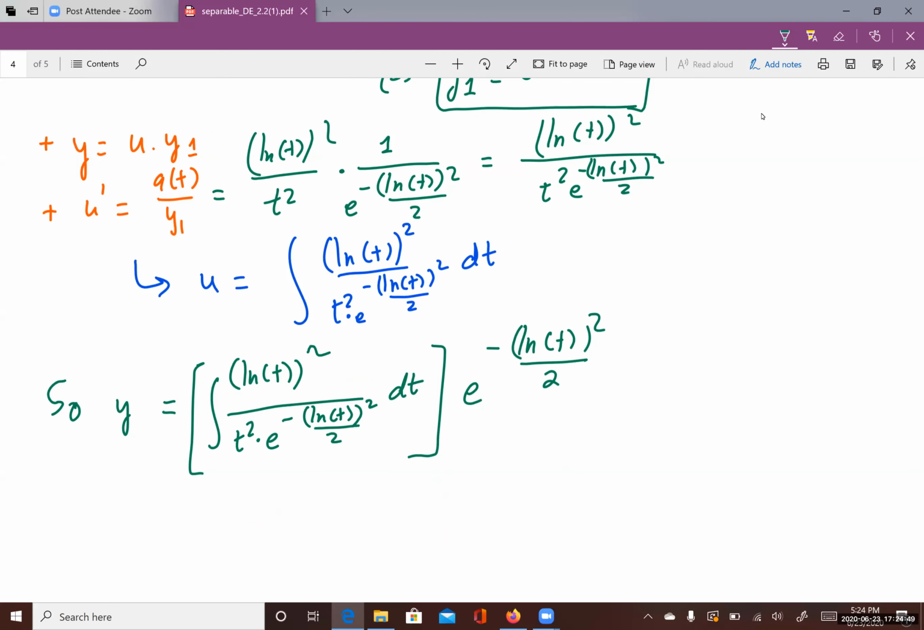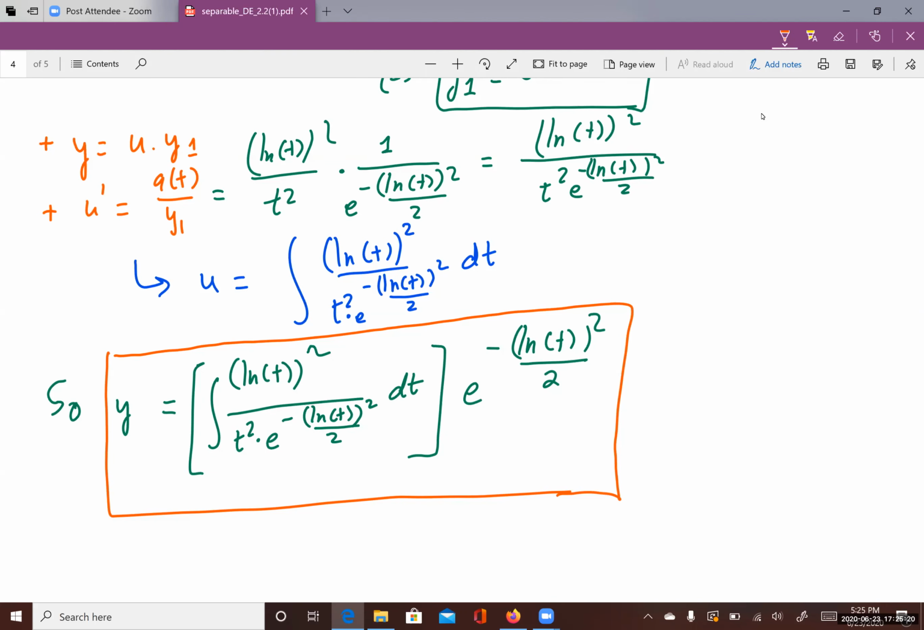I could say that in the real world, most of the time, your solution will be implicit solutions. It's not an explicit solution. And if you cannot find an explicit integral for this integration, then this is the solution for your differential equation. And again, this is just a general solution, because as you find this integration, you will have a plus c.